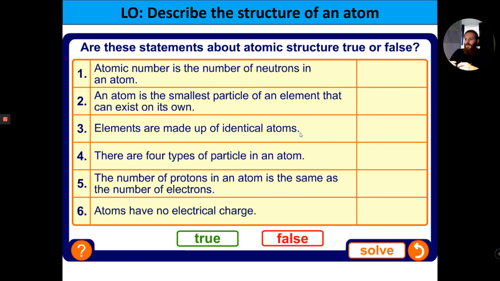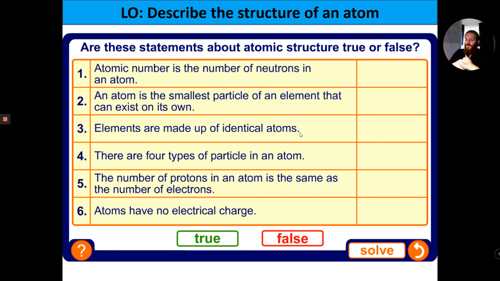True. Number four, there are 4 types of particle in an atom. That is false. There's only 3. So we've got protons, neutrons, and electrons. If you end up doing physics at A level, you'd actually find out that there's some particles that make up the particles that we're talking about today. So protons and neutrons are actually made up of even smaller particles, but that'll just cause some confusion. Just to make you aware, though, there are smaller particles. So if you do A level physics, it doesn't just come out of nowhere.